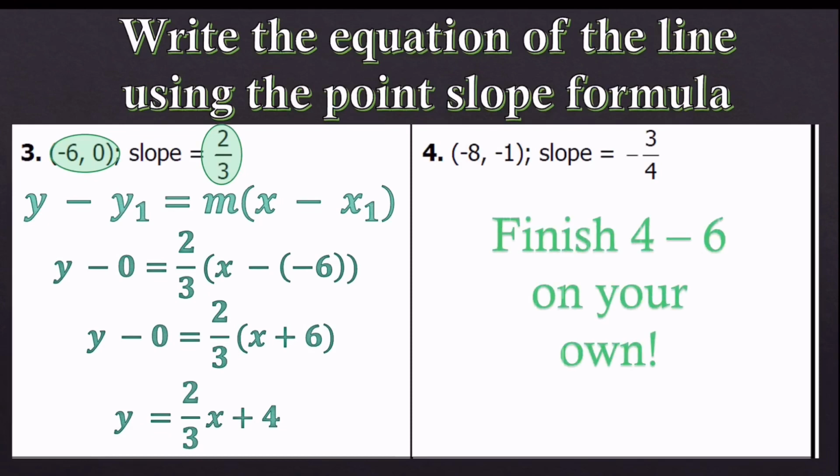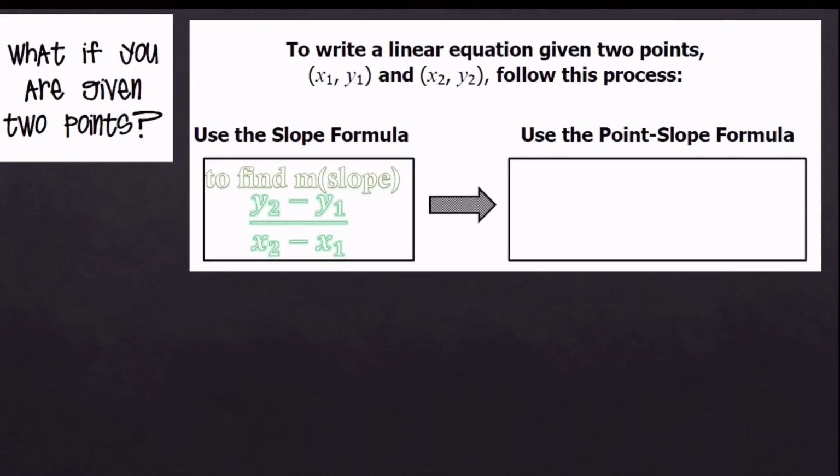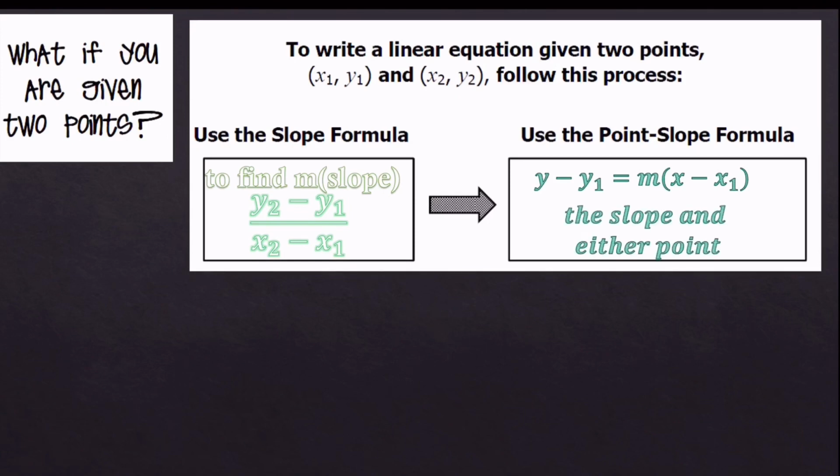So now we want you to finish 4 through 6 on your own. But remember, we're going to look for the point-slope formula. Okay. Does this look familiar? Well, if you watched last night's video, it should. Because we're going to write a linear equation given 2 points. But this time, after I find my slope, I'm going to use my point-slope formula. I'm going to pick either ordered pair, plug it in with the slope, and get my equation.